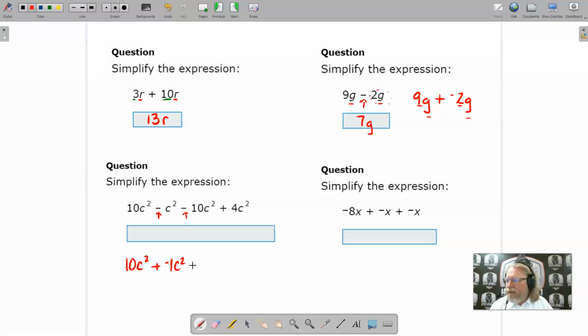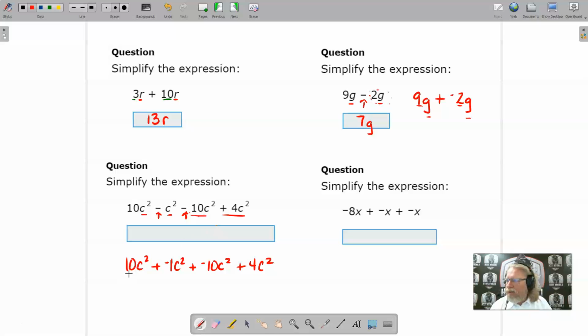Now let's change this one here, subtraction sign over to addition. The opposite of this here, 10c squared, is negative 10c squared, and then bring down the plus 4c. Plus 4c squared to be exact. So it looks like, well, check this out. They're all in terms of c squared, aren't they? So all 4 of these are like terms, so we are going to combine all of them.